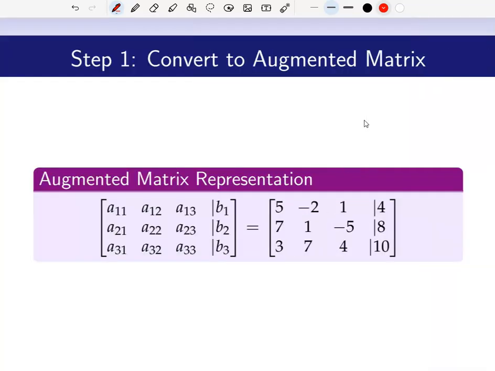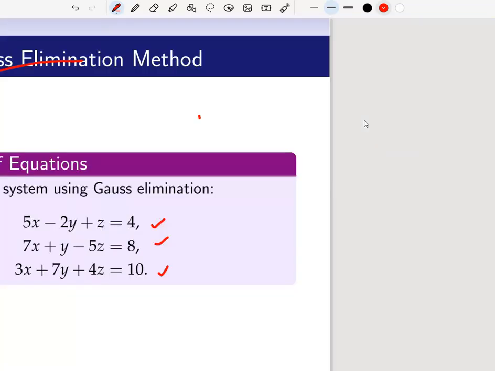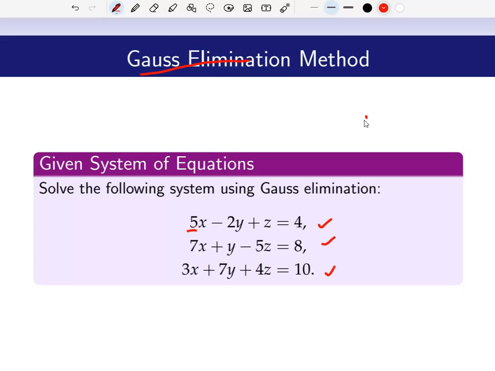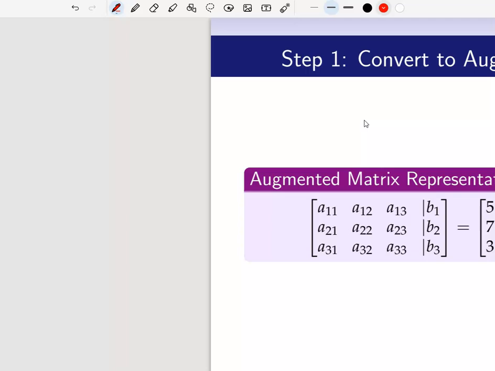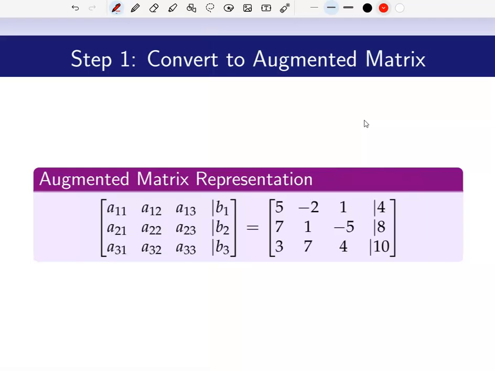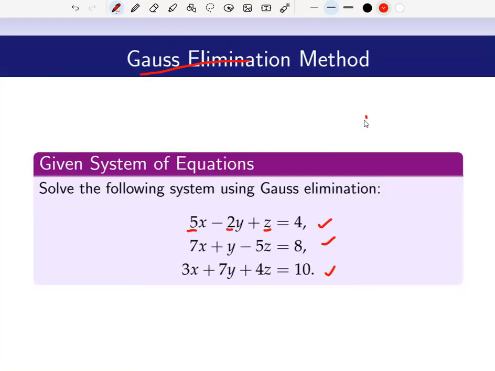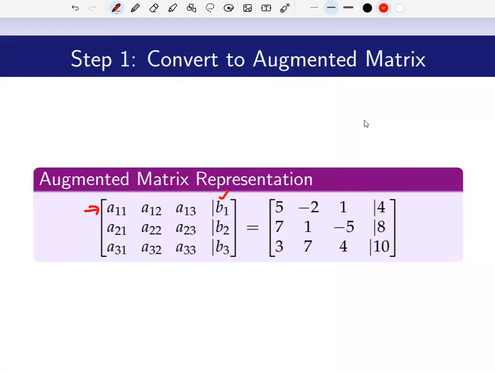Now the first step is to write the augmented matrix form. So here are the coefficients of the equations. We have to write those coefficients in matrix form. From the first equation we'll get the first row, from the second equation we'll get the second row, from the third equation we'll get the third row, and these are the constant matrix b1, b2 and b3. So from the equations, the right hand side 4, 8 and 10 are the constant matrix. So this is the augmented matrix form.